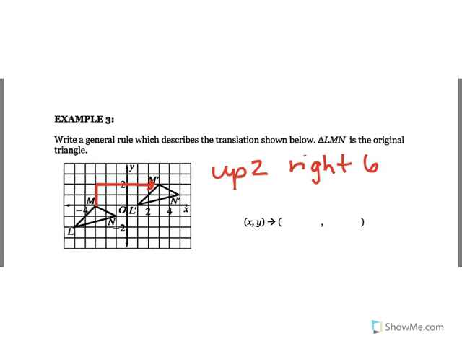6. Well, when you go right or left, that pertains to the x. And it's positive, okay, so you're going to do x plus 6. When you go up or down, that is pertaining to the y. So it's going to be positive because it's going up. So y plus 2. That's how you find out the rule.